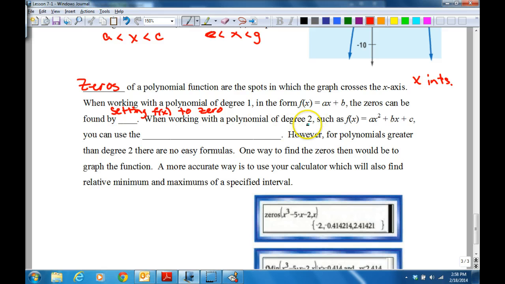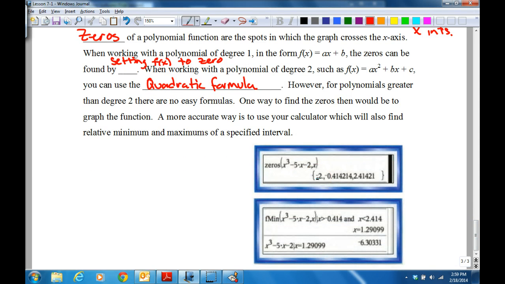When working with a polynomial of degree 2, you can use the quadratic formula. However, for polynomials greater than degree 2, there's no easy formulas. One way to find the zeros would be to graph the function. A more accurate way is to use your calculator to find the relative minimum and maximums, which Monet showed you how to do a few minutes ago. Okay? But here's how you would use your calculator. You can type in zeros and it can tell you.